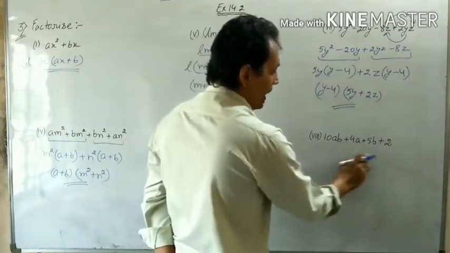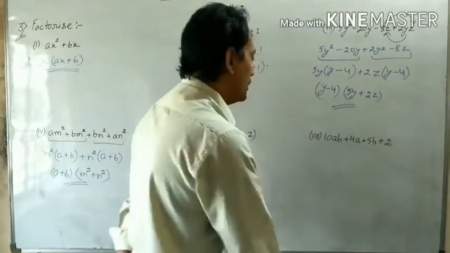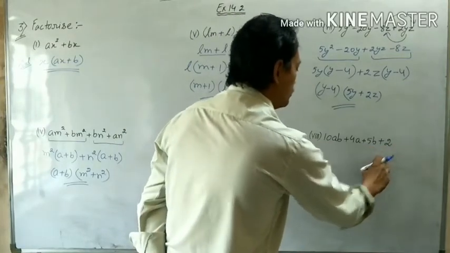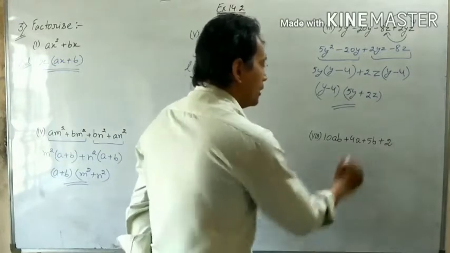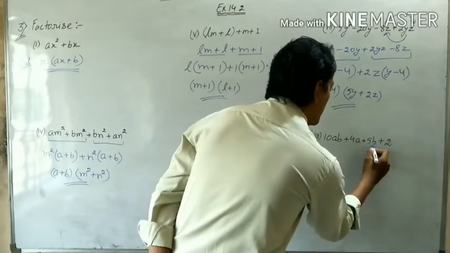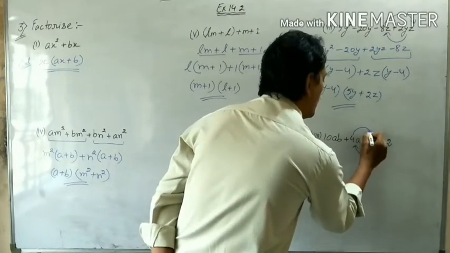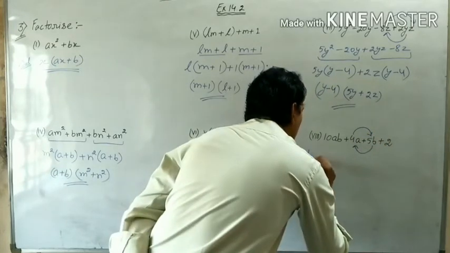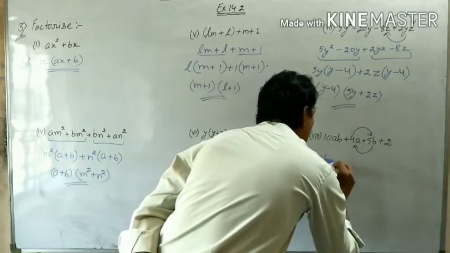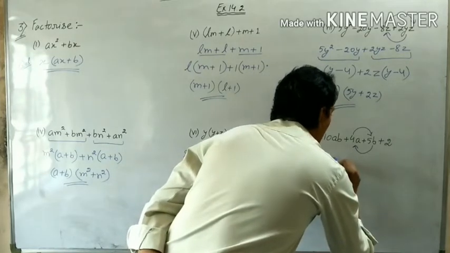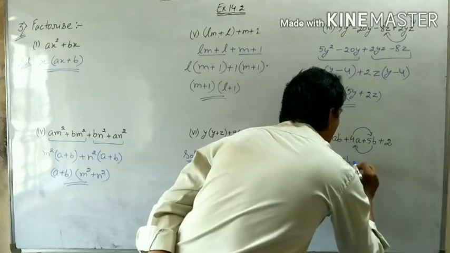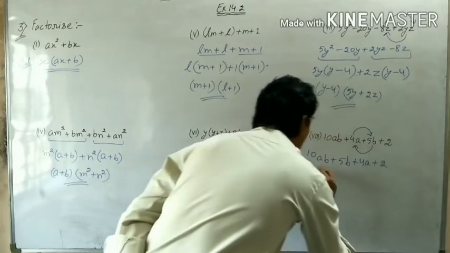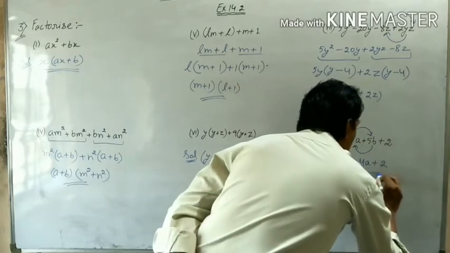You see, again we have one more expression here. This is 10ab plus 4a plus 5b plus 2. So what we can do here is bring this here and this one in the third position. So I am writing it again, 10ab then plus 5b plus 4a plus 2. Again making a group of the first two terms and the last two terms.